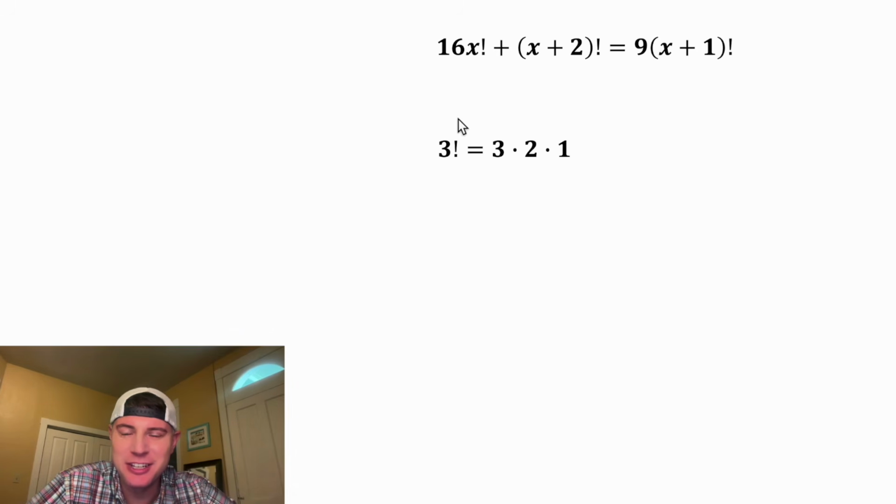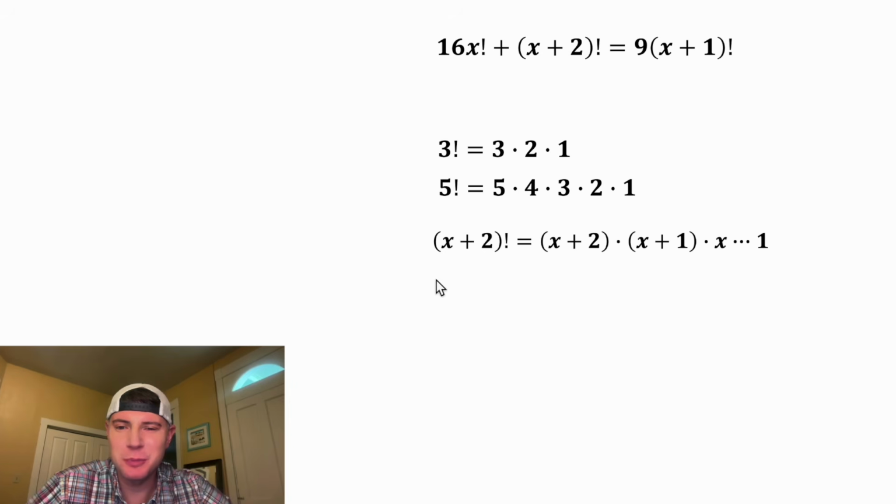So basically, this is a good summary of what factorial means. 3 factorial is 3 times 2 times 1. You take whatever number's right here, 3, and you subtract 1 from it, 2, and subtract 1 from that, 1, and you multiply them all together. You stop when you get to 1. So 5 factorial would be 5 times 4 times 3 times 2 times 1.